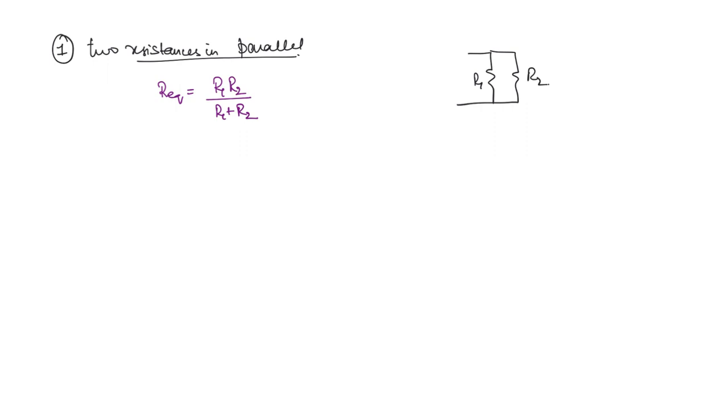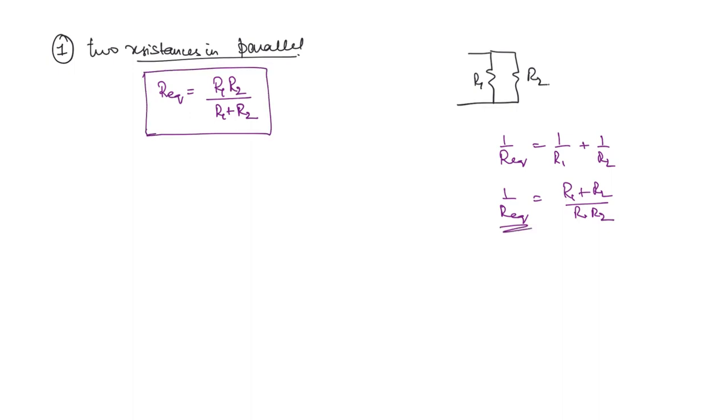The product of the two resistances divided by the sum. This you just get from the original expression. 1 by R equivalent is equal to 1 by R1 plus 1 by R2. So 1 by R equivalent is equal to what? R1 plus R2 by R1 R2. So R equivalent you will get this expression. It is important to remember this expression. It is easier and will make things faster.